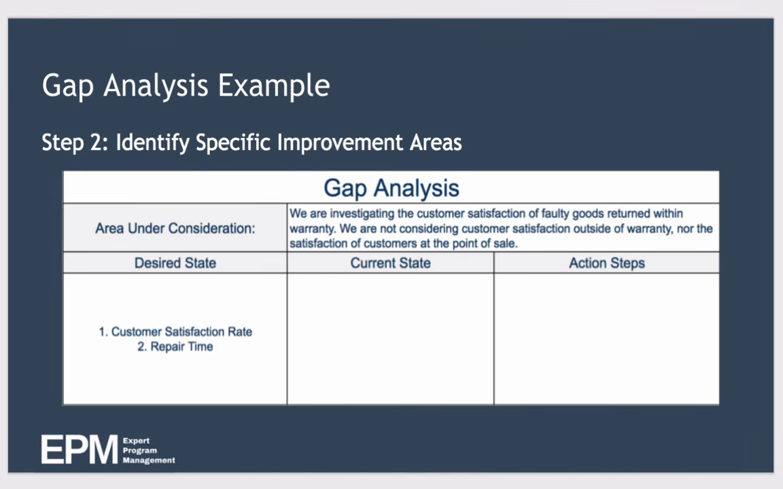So the second step is to identify specific improvement areas. And for the purposes of our example, we identify 2 specific areas we want to improve. So firstly, customer satisfaction rate, that is the percentage of customers that are satisfied with the service they receive, and repair time, and that's the total time it takes to repair the faulty product and return it to the customer. So we update our gap analysis to reflect this.